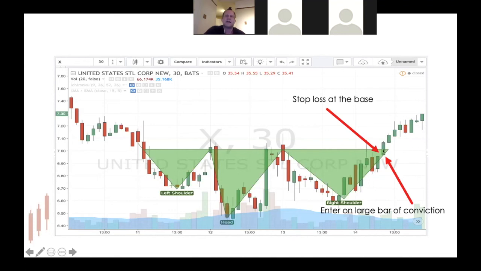So if I enter somewhere on this big bar of conviction, I should be pretty confident that the price is going to eventually go above that, not below. So if I want, I can put a stop loss at the base of this bar. Does that make sense? That's how you trade this. If you see this big bar of conviction, I expect it to continue to go in that direction. If it does not, I'm wrong. That's okay. Get out with minimal loss.